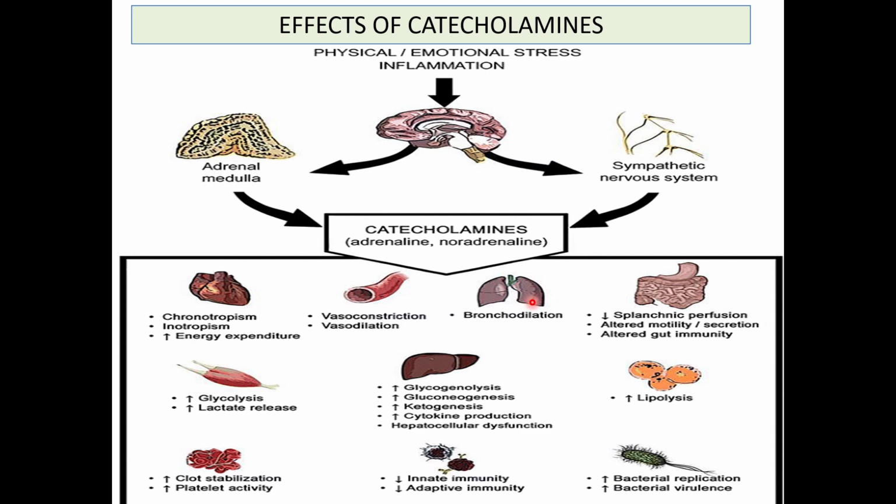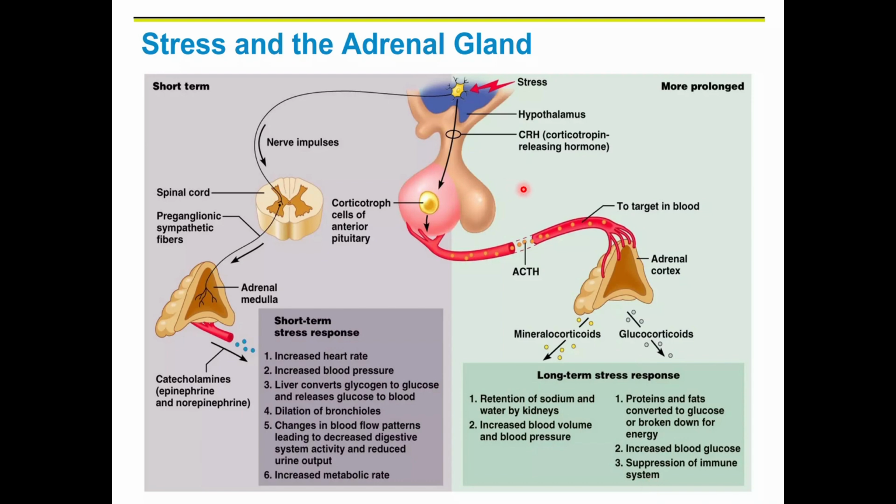On the bronchioles they cause bronchodilation. They decrease the motility of the GIT, which causes constipation. They increase lipid breakdown. They increase the glucose level in the body by glycogenolysis, the breakdown of glycogen, gluconeogenesis, the formation of glucose from amino acids and fatty acids, ketogenesis, and cytokine production. These are the actions of catecholamines, and they decrease immunity and therefore increase bacterial replication or bacterial virulence.